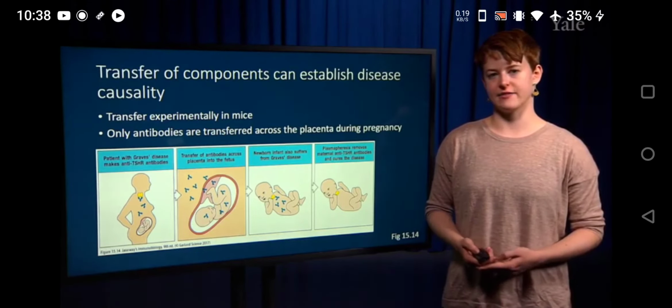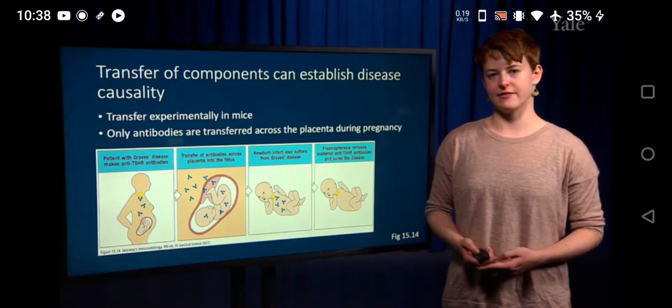So some examples here in figure 15.13 involve Myasthenia Gravis, where we have an autoantibody against the acetylcholine receptor. And in mice, you can actually transfer this antibody, thereby transferring the disease.